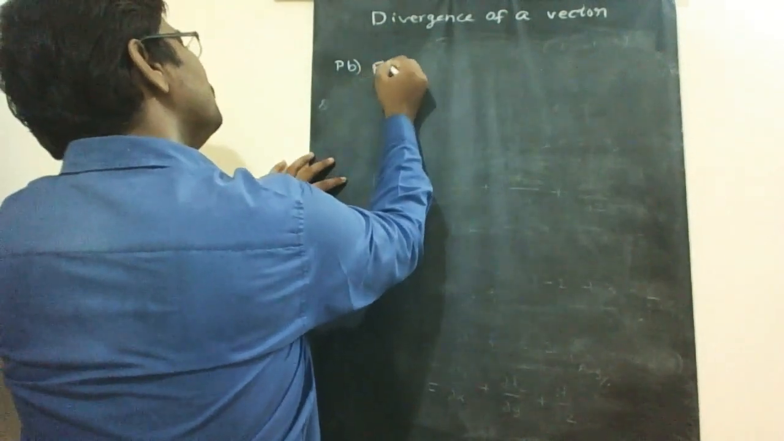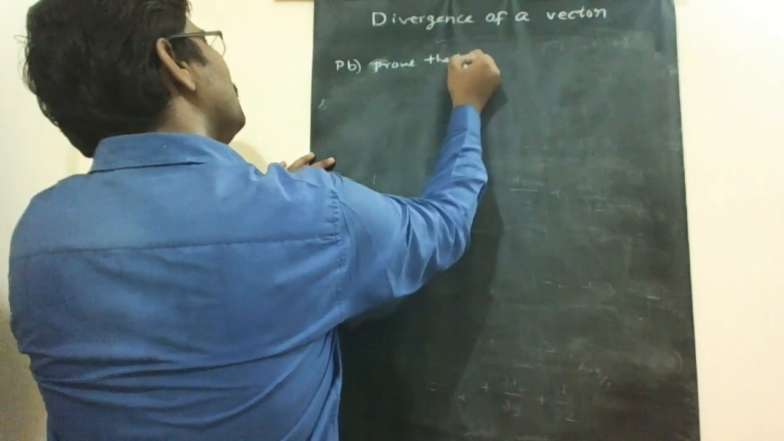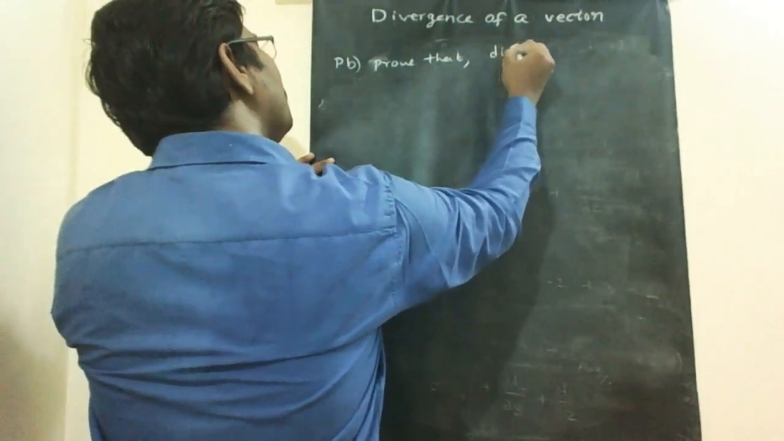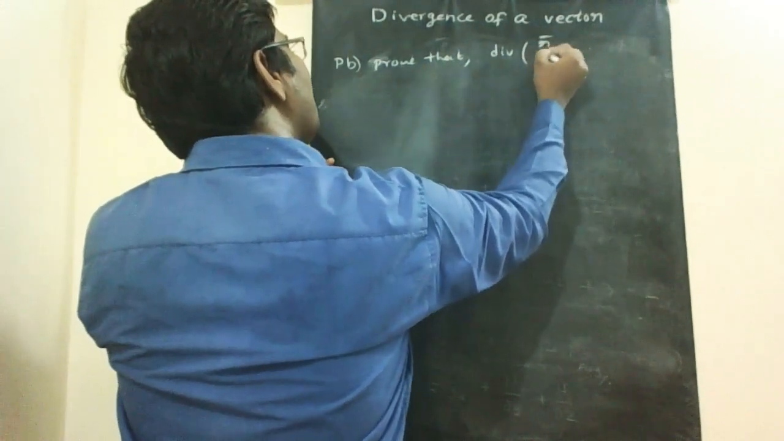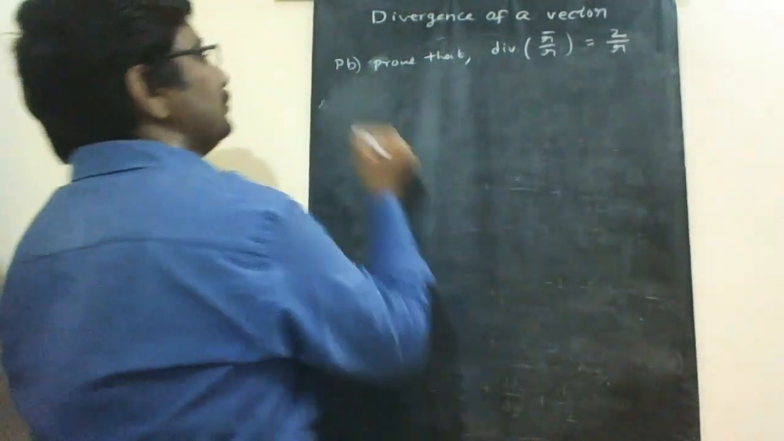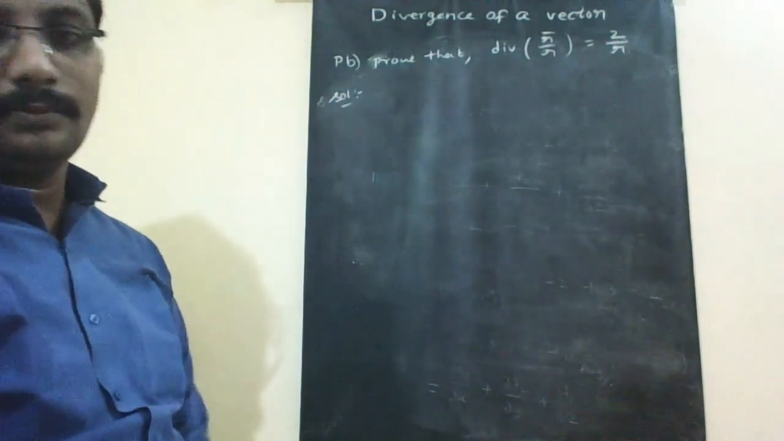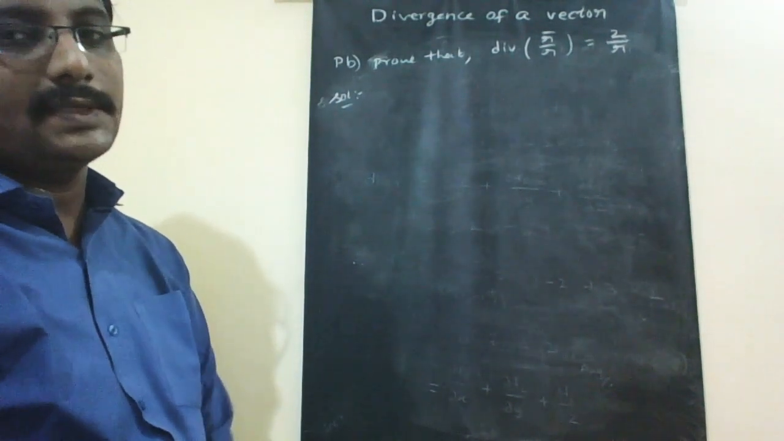The problem is: prove that div of r bar by r is 2 by r. Prove that div of r bar by r is 2 by r.